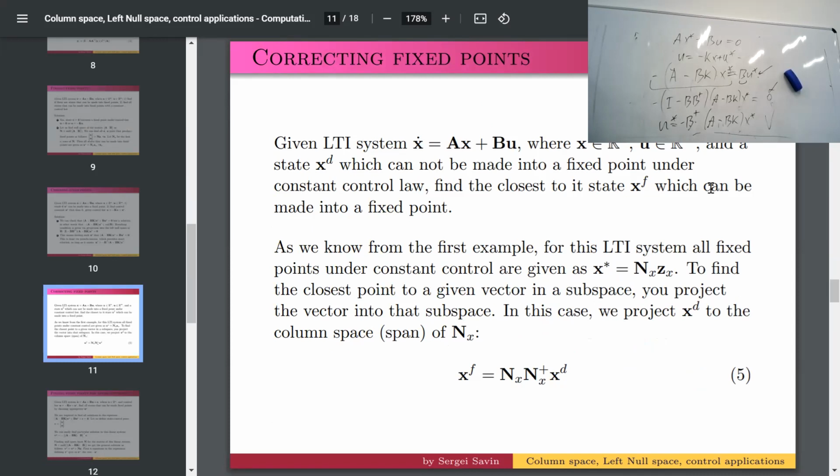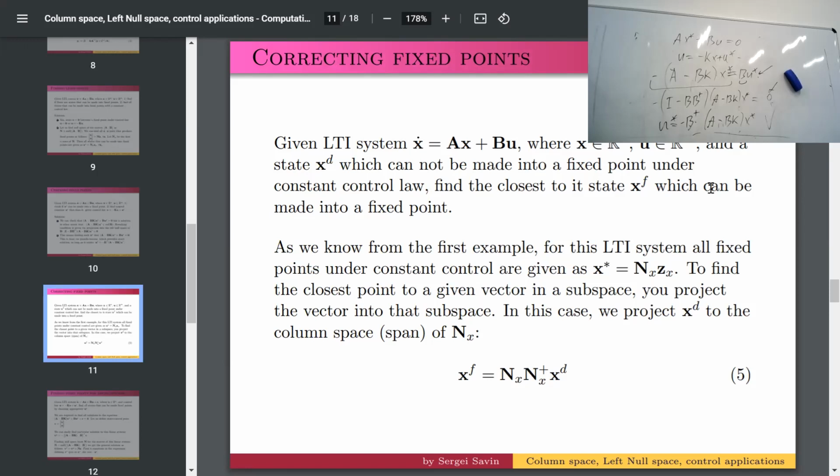Okay, so last problem. Let's say you have a state xd, and you know it cannot be made into a fixed point. So xd cannot be made into a fixed point. And you want to find a fixed point which is closest to xd, which can be made into a fixed point. That's exactly what we just discussed, right? You cannot stabilize your manipulator here, but you can stabilize it here. So let's just ask for the smallest fixed point you can get.